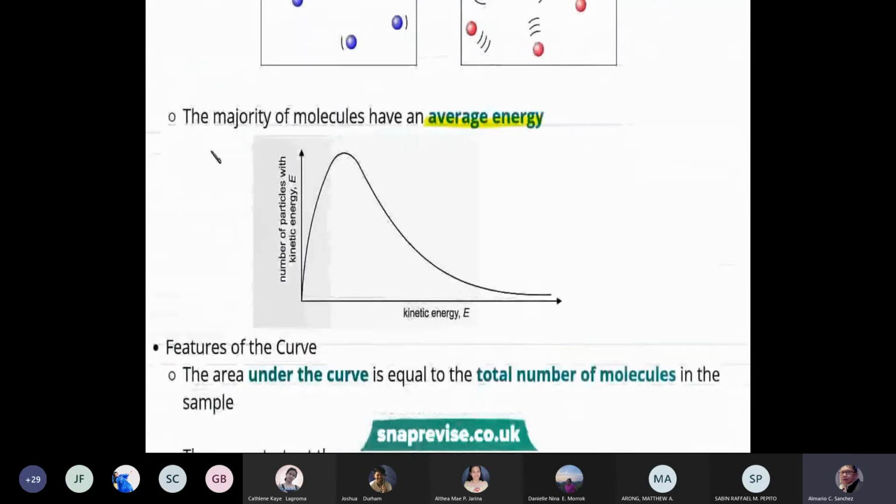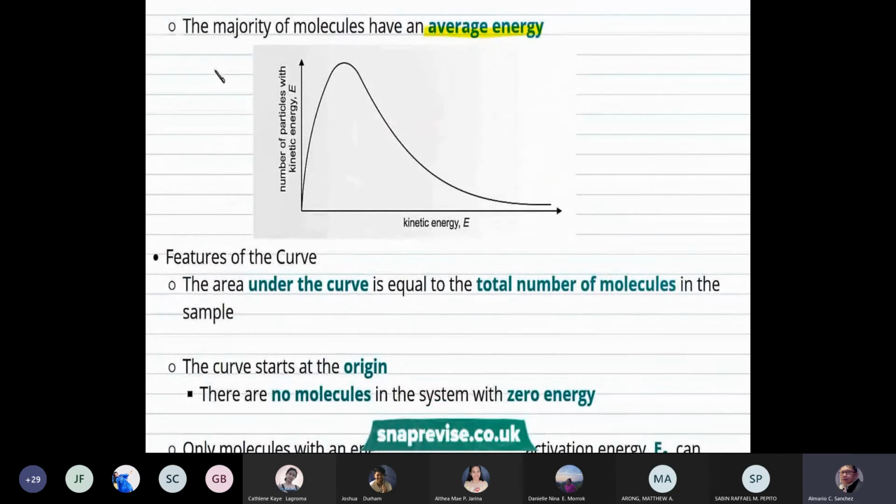So here we have our Boltzmann curve. On the x-axis we have the kinetic energy, and on the y-axis we have the number of particles with that specific kinetic energy. And there are a number of features of the curve that we're going to have a look at. First of all, the area under the curve is equal to the total number of molecules in the sample.